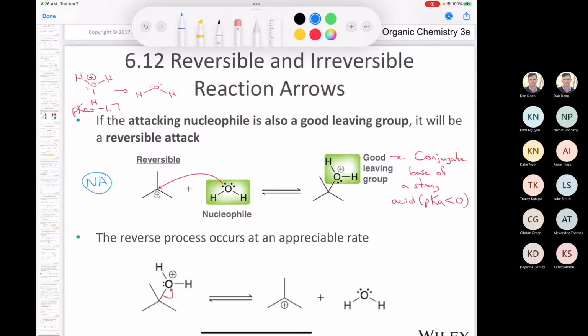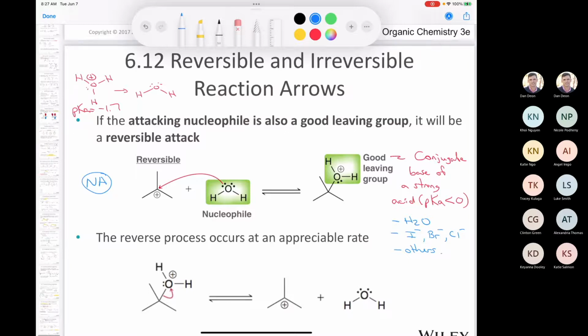If you're wondering, could you give me a list of some others? Well, let's think about the strong acids. H3O plus is a strong acid, so water would be a good leaving group. What's another strong acid? What about HI, HBr, and HCl? Those are all strong acids. That means that the iodide ion, the bromide ion, and the chloride ion are the conjugate bases of hydroiodic acid, hydrobromic acid, and hydrochloric acid, respectively. So those would all be good leaving groups. We're going to see some others as well, probably today when we get into chapter 7, but let's just stick with these for now.